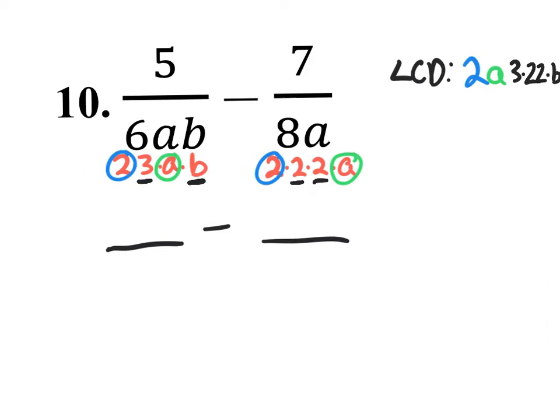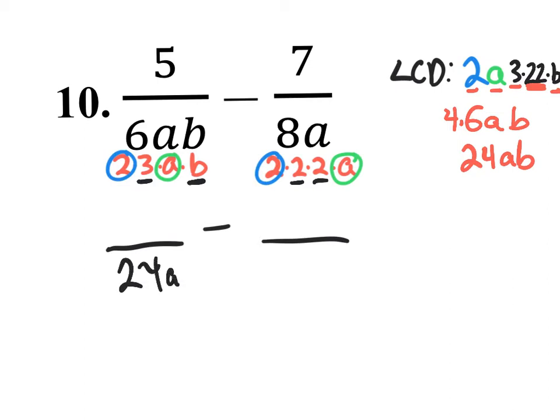So what is our LCD going to be? It's 2 times 3, which is 6. It's A, and it's 2 times 2, which is 4. And it's also another B right there. So 4 times 6 is 24AB. So that's your LCD. So you would write 24AB underneath those fractions as the common denominator.